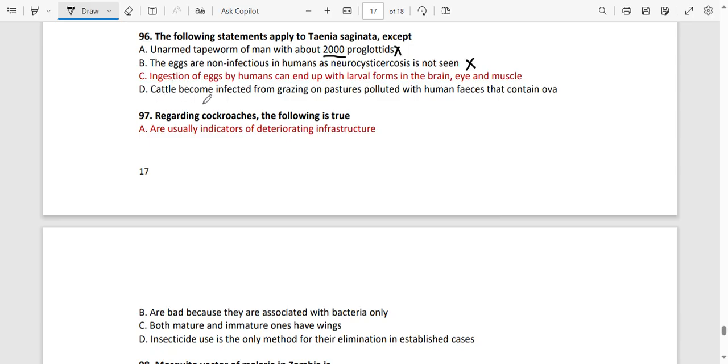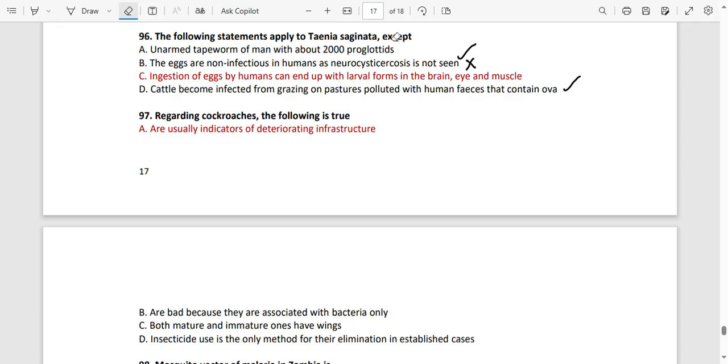And then D, cattle becomes infected by grazing on pastures polluted with human feces. This one is true, isn't it? It applies. This is true because, what did I even mention? So I said I'd confuse that.